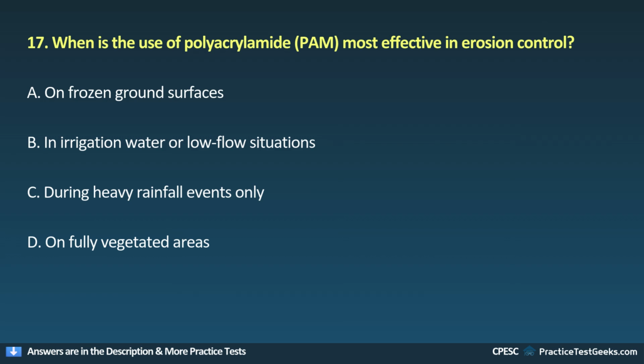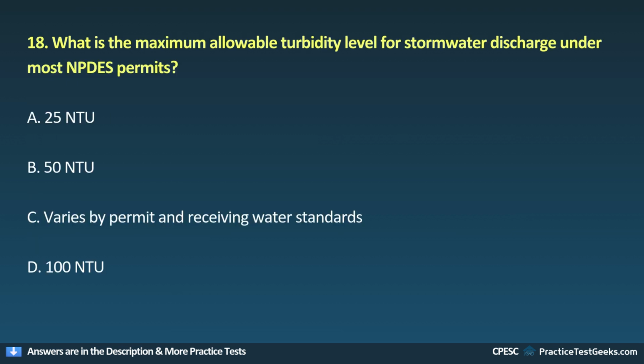A. On frozen ground surfaces. B. In irrigation water or low-flow situations. C. During heavy rainfall events only. D. On fully vegetated areas. 18.